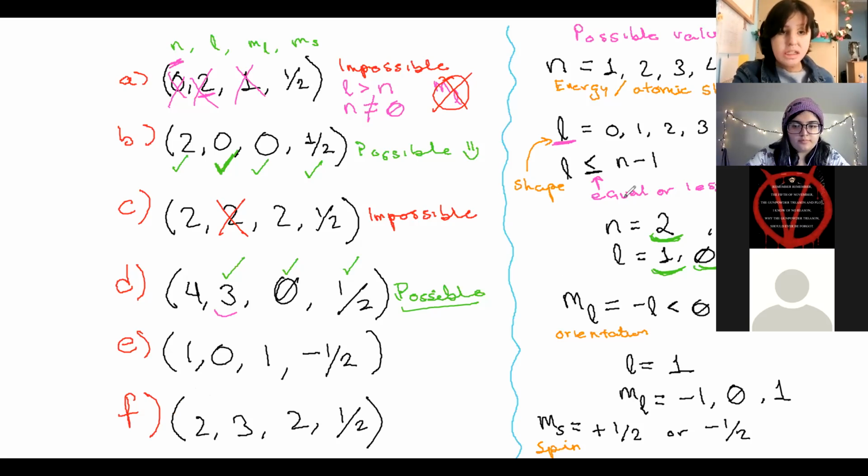Impossible. I got one impossible. I got another impossible in the chat. Okay, everybody agrees it's impossible. What is impossible about these quantum numbers here? Well, if L equals 0, M sub L has to be equal to 0. Exactly. So this M sub L is wrong. M sub L can only be negative L, 0, or L. So this is impossible.